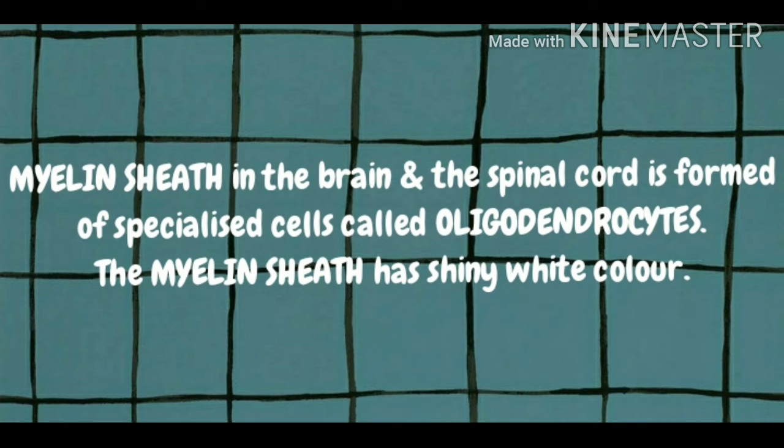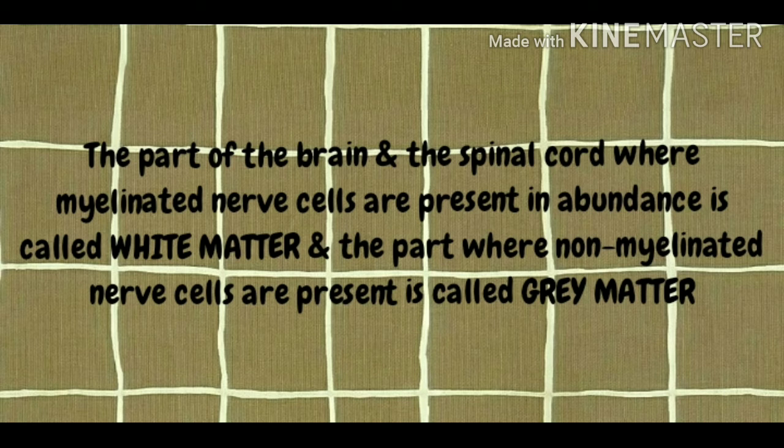The myelin sheath has a shiny white color. And the part of the brain and the spinal cord where myelinated nerve cells are present in abundance is called white matter. Myelinated nerve cells means nerve cells which are covered by myelin sheath. As I already told, myelin sheath has a shiny white color, so they appear as white matter. And the part where non-myelinated nerve cells are present is called grey matter. There will be no myelin sheath covering the nerve cells, so that is called grey matter.